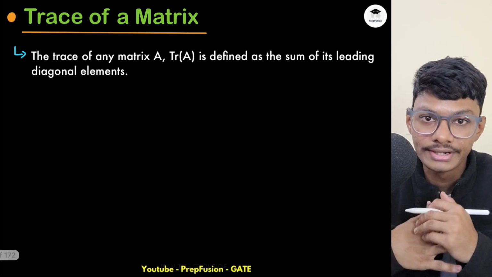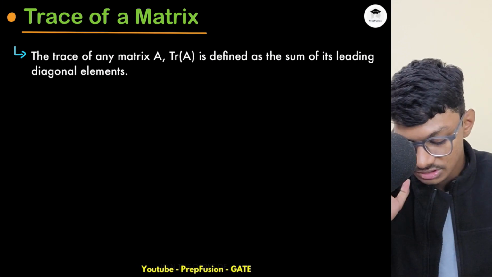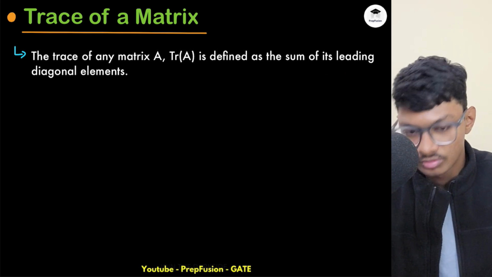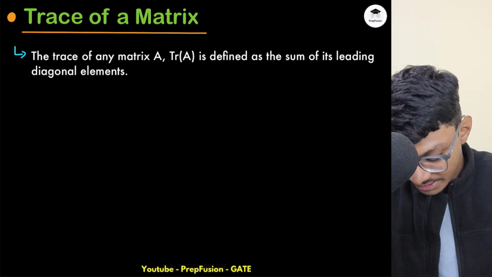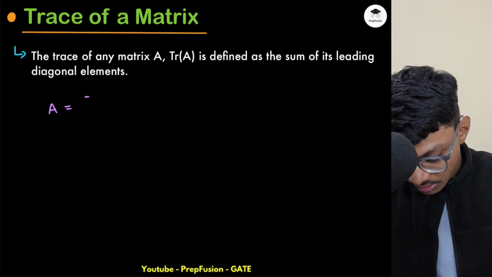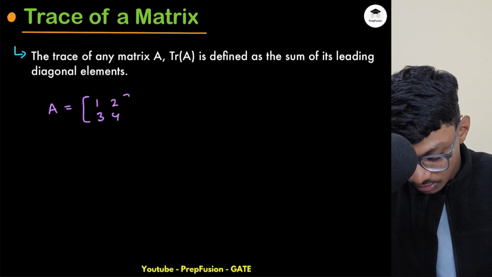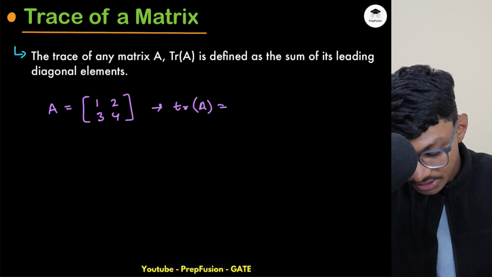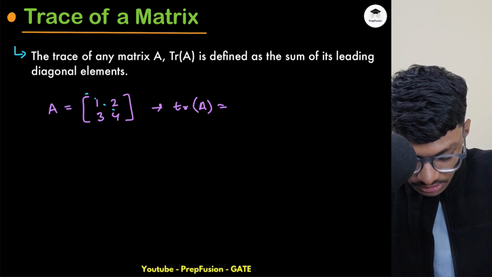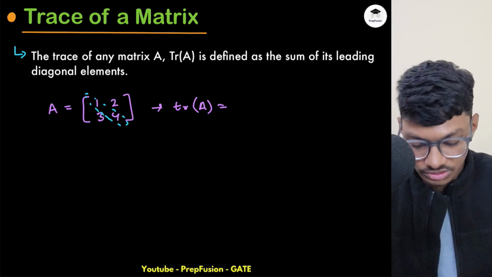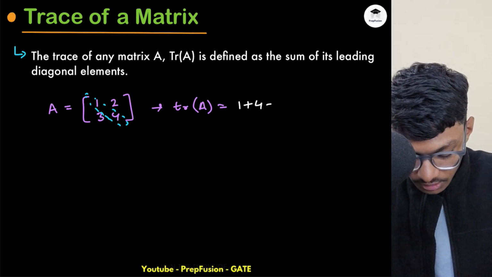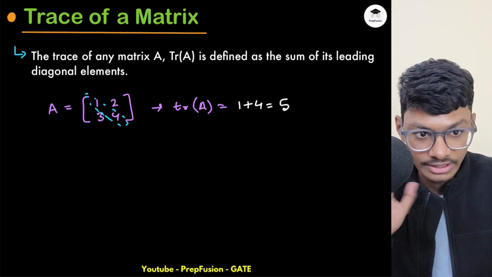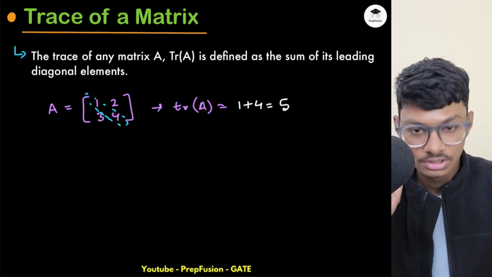Now let's learn about the trace of a matrix. What is the trace of a matrix? The trace of a matrix A is defined as the sum of its leading diagonal elements. What do we mean by the sum of its leading diagonal elements? Basically, if I have a matrix A here, 1 2 3 4, what will be the trace of A? It will simply be the sum of the leading diagonal elements. What are the leading diagonal elements? These are the leading diagonal elements. Just a simple concept, nothing in detail. So 1 plus 4 equals 5. That is the simple definition of a trace. Now wherever diagonal comes into the picture, that means it is only valid for a square matrix.